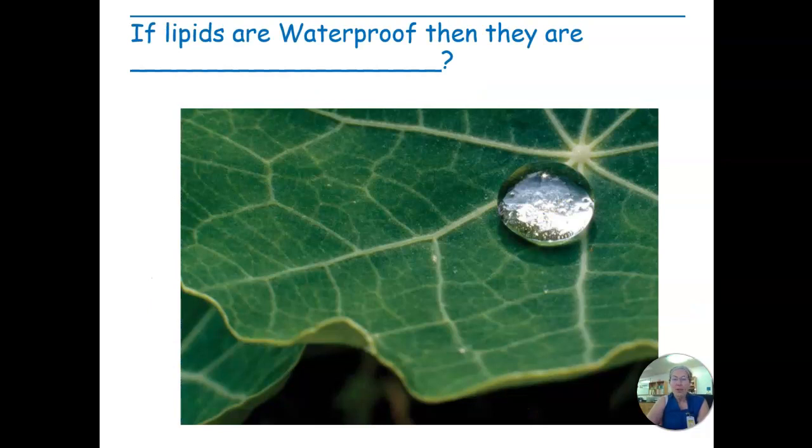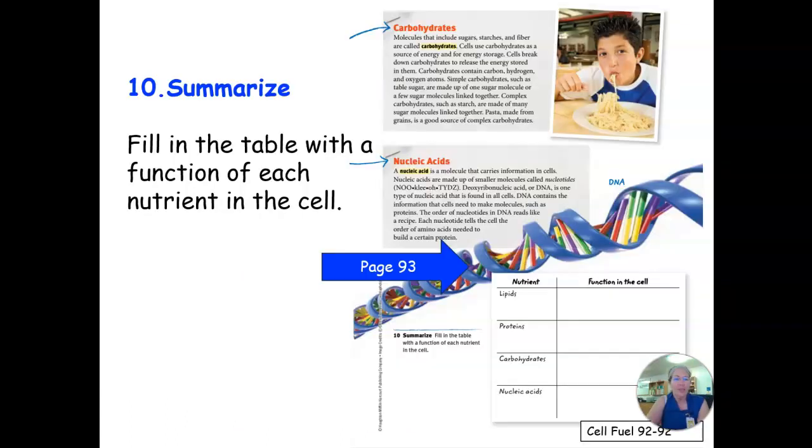So an example of their benefits: it helps keep a plant leaf waterproof. If plants weren't able to be somewhat waterproof, then they would get mold very quickly, and that would be dangerous. I don't know if we're going to talk about polar and nonpolar later, but we might. So here we are at our little summary table. So you have a place to put the nutrient, I would put their monomers here, and then what functions they perform in the cell. So you can go back to your reading and put that in.